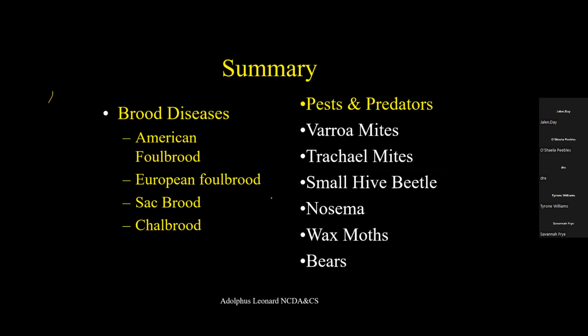This is just a summary of what we've covered: American foulbrood, European foulbrood, chalkbrood, varroa mites, tracheal mites, small hive beetle, Nosema, wax moths, and bears. It could be discouraging, but it shouldn't be, because it's just like everything else. It has its problems, but every one of these problems has a solution. If you need any help with it, contact me or your mentor.